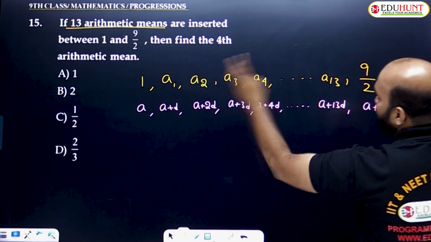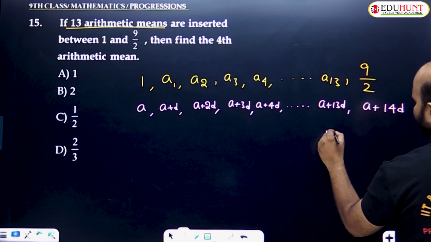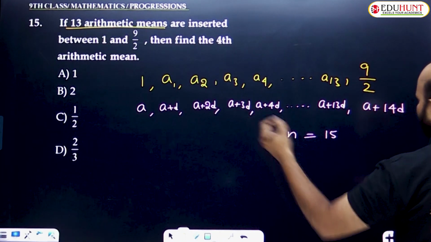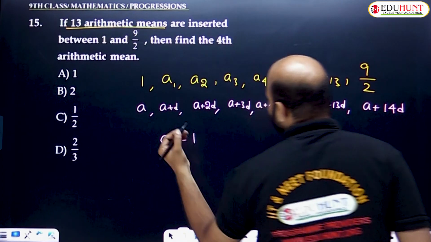Between 13 extreme 2, 1 to 9 by 2 including. These are how many times? 15 times. So what is the n value? 15 times. Am I clear? What is the first term here? A equals 1.